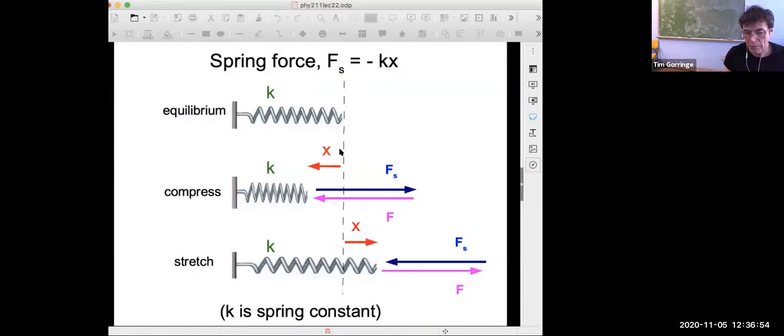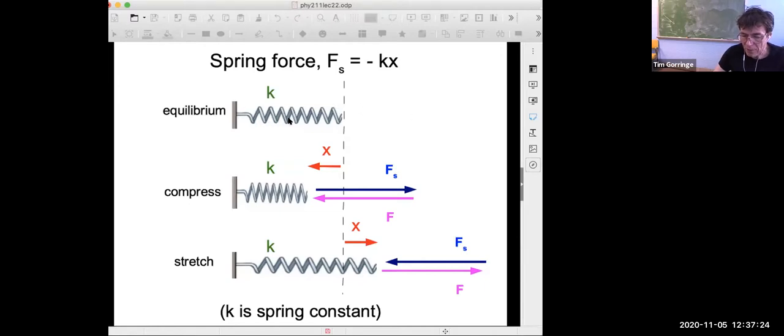Okay. So let me begin just by a reminder about springs and spring forces. And so I've tried to sketch that out here. If you remember, many classes ago, we introduced the force that's exerted by a spring when you compress a spring or when you stretch a spring. So that was the spring force.